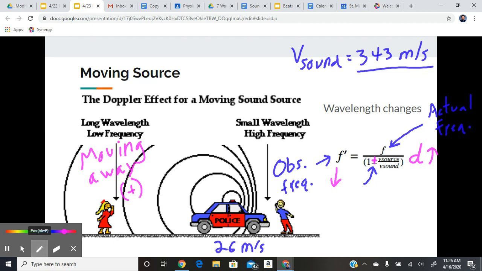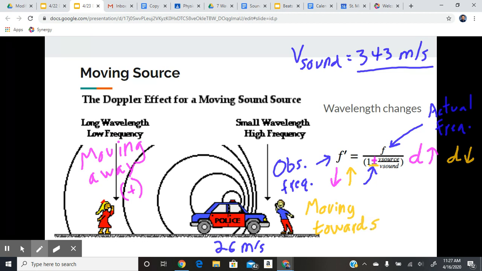All right, so then obviously by process of elimination, when you decrease the denominator, so we'd be using minus here, that is going to increase the observed frequency. So that's what we would use for the source moving towards you. So then you would use minus. Okay, so those are the two situations that we would use for a moving source.